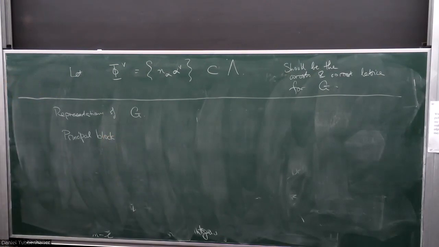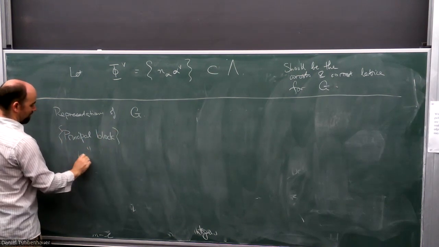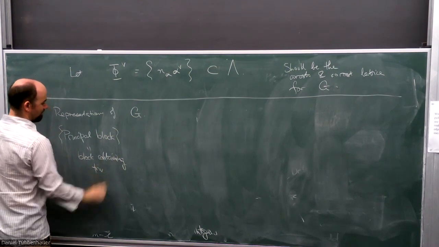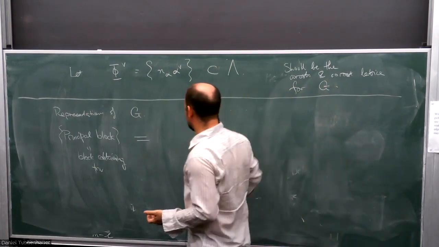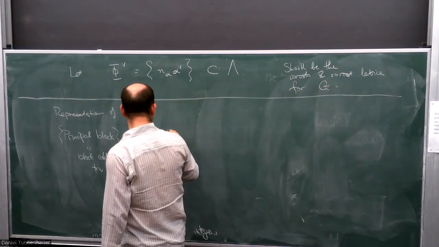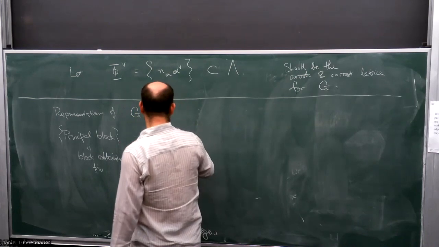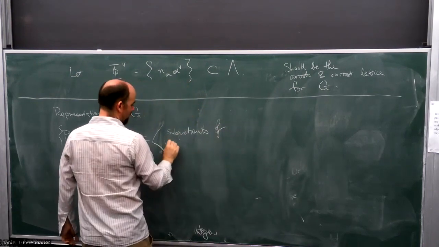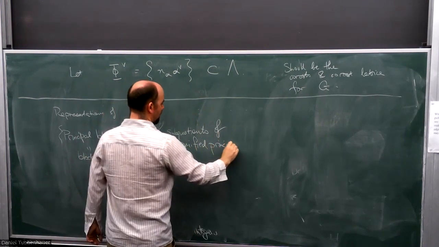But you don't see the word principal block when people write out groups. So what do I mean by principal block? This is the block containing the trivial representation. You could also realize it as subquotients. Basically the category generated by subquotients of unramified principal series.